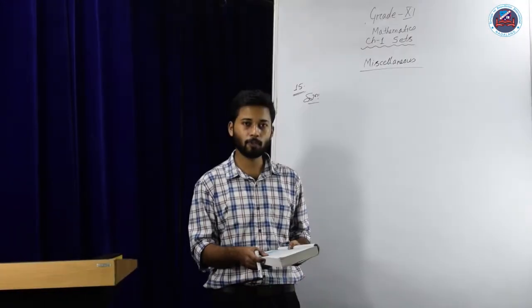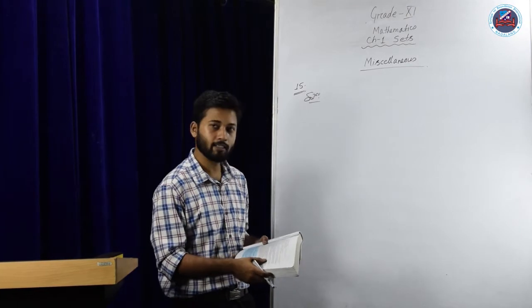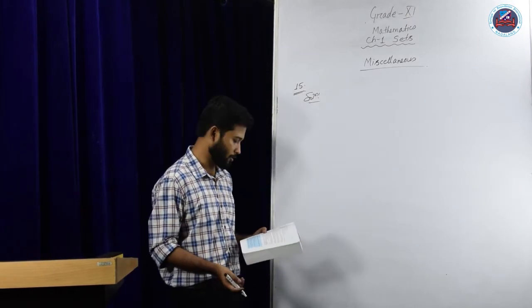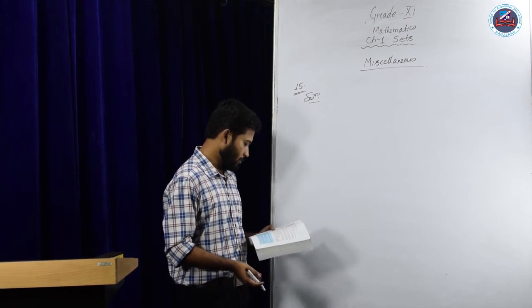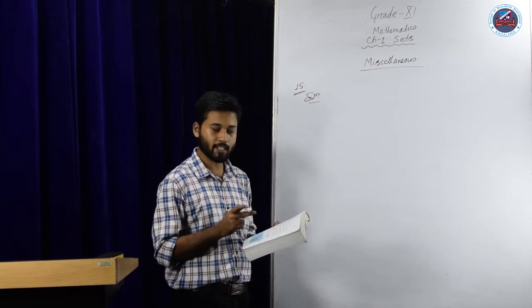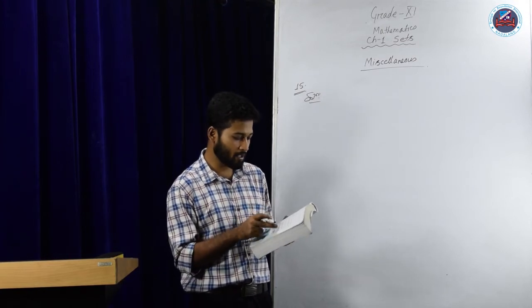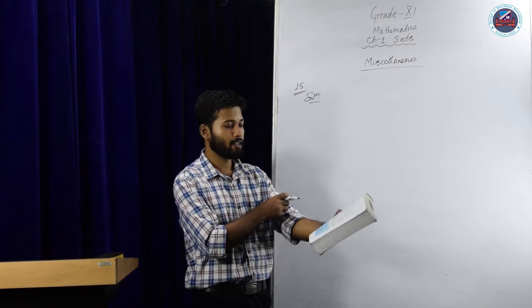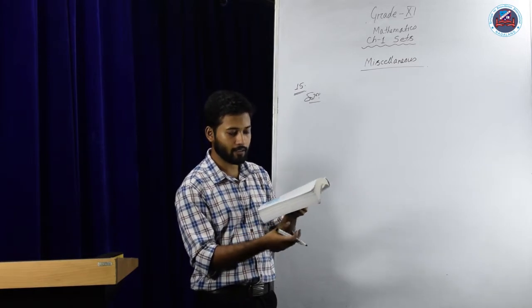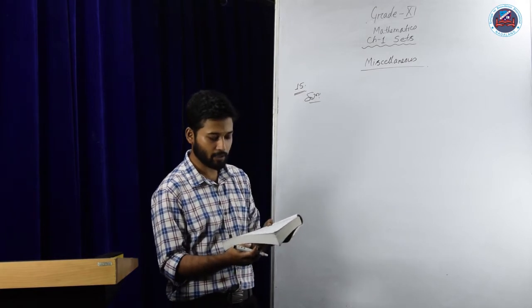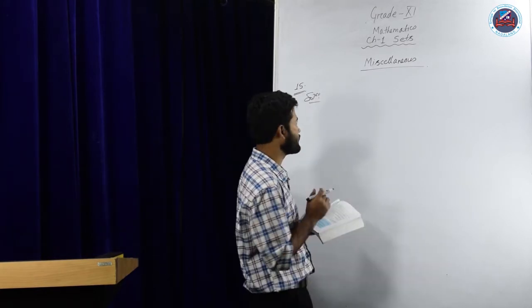Let us see a few problems from the miscellaneous exercise. So it's question number 15. It's a very important question. Here it is given that in a survey of 60 people, it was found that 25 read newspaper H, 26 read newspaper T, 26 read newspaper I, 9 read both H and I, 11 read both H and T, 8 read both T and I, and 3 read all the 3. Okay.